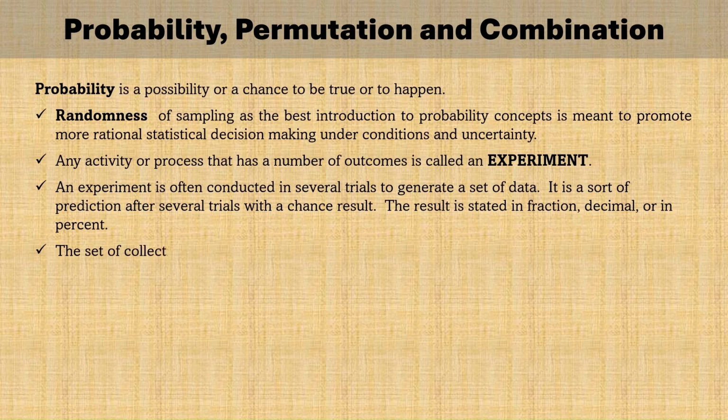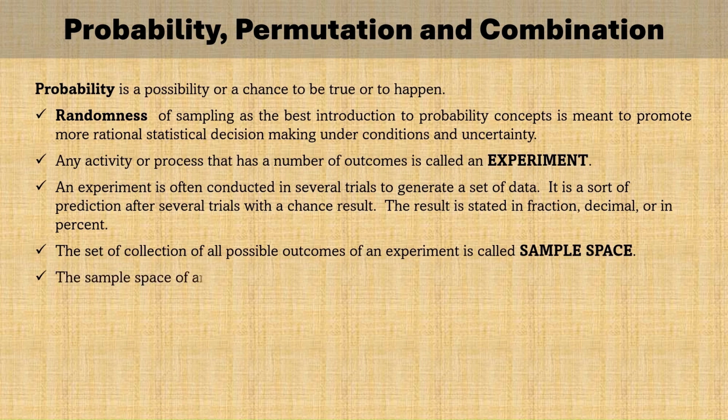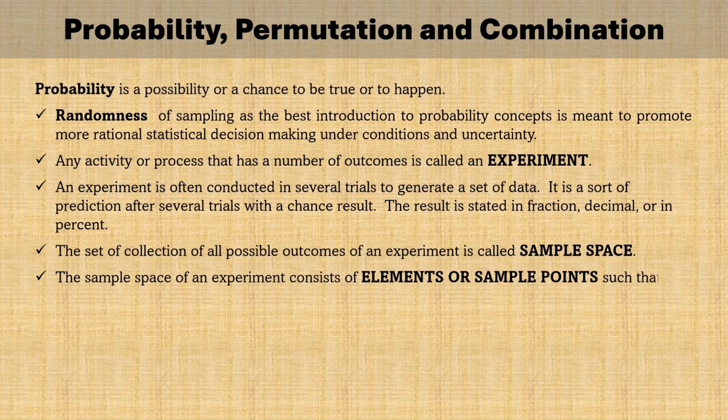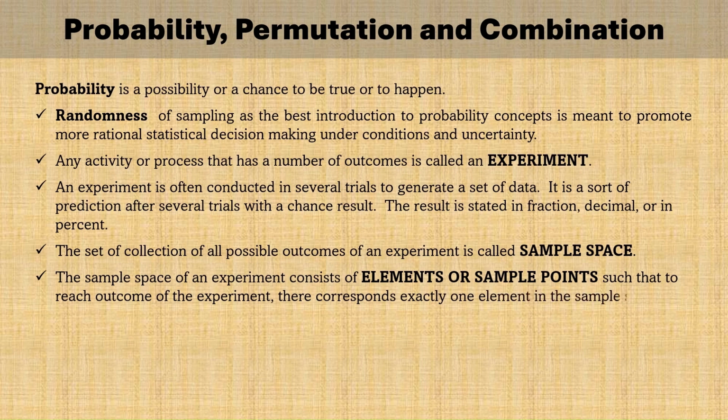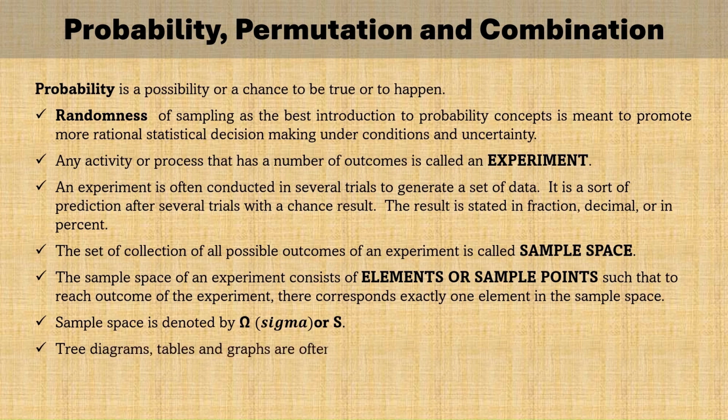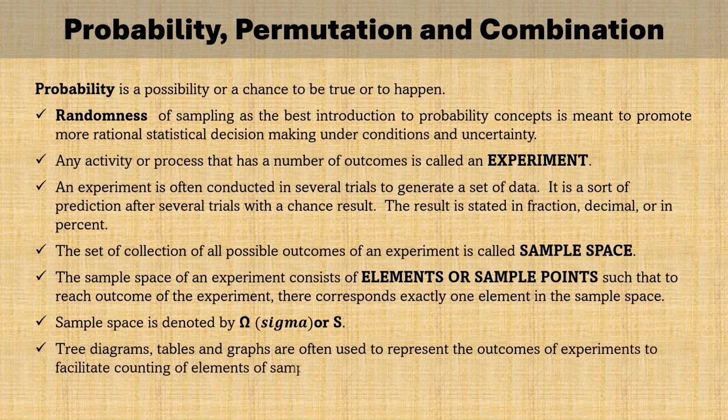The set of collection of all possible outcomes of an experiment is called sample space. The sample space of an experiment consists of elements or sample points such that to each outcome of the experiment, there corresponds exactly one element in the sample space. Sample space is denoted by sigma, or S. Tree diagrams, tables and graphs are often used to represent the outcomes of experiments to facilitate counting of elements of sample spaces.